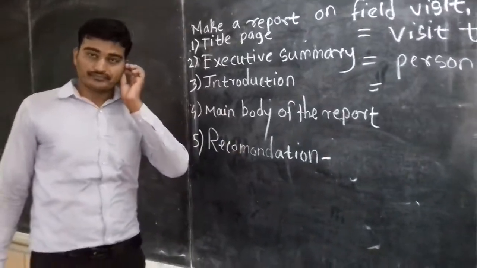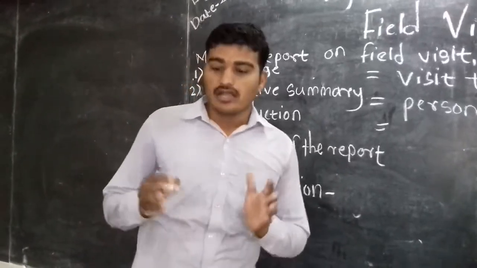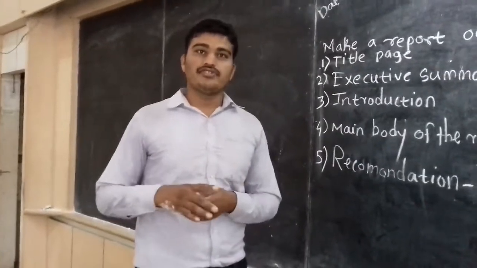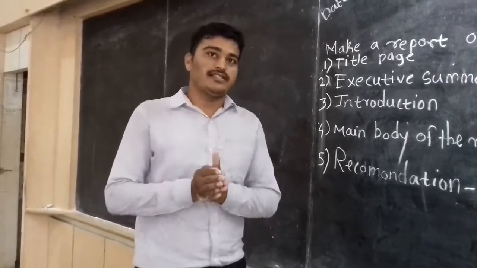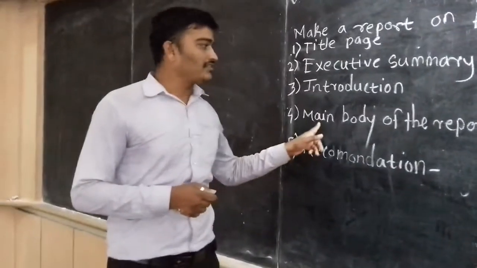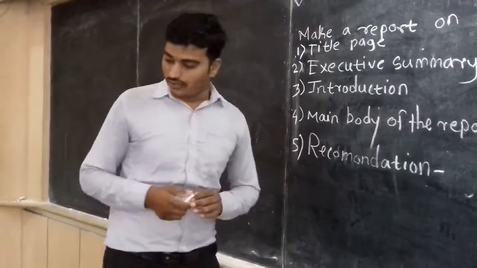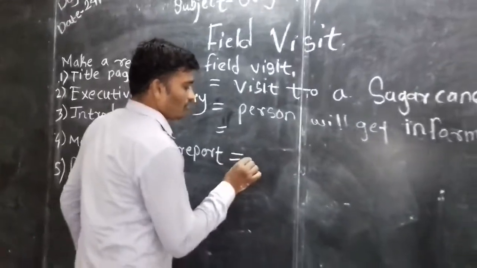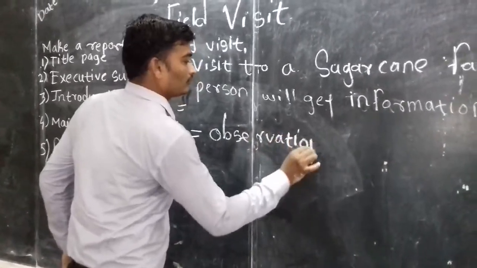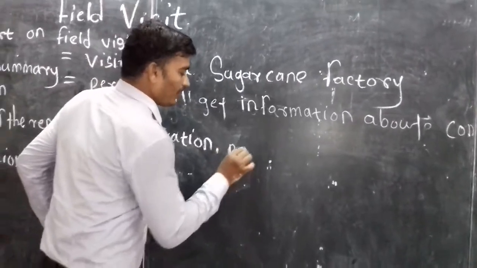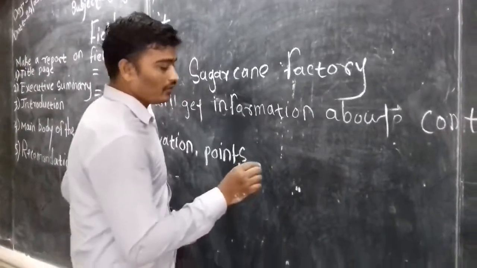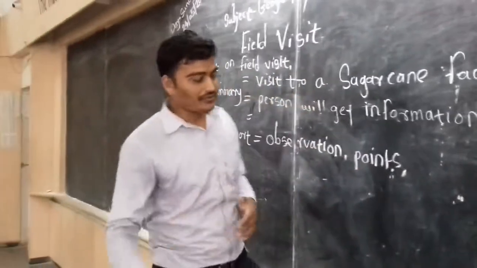Then the main body of the report. In the main body, what points are there? What you exactly did, noticed or observed, how much time you spent on the field visit, how your journey took place. All these things will come into the main body of the report. So here you can write your observations, other points, and also what you exactly noticed there.